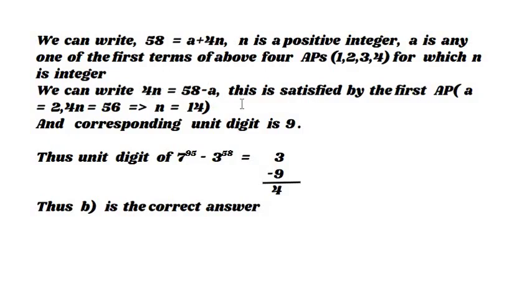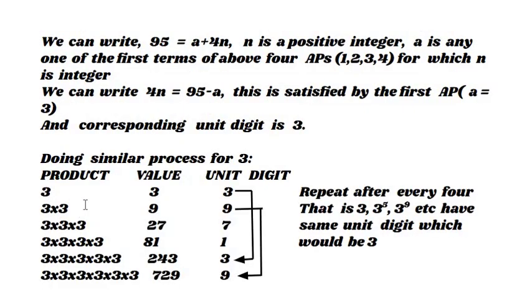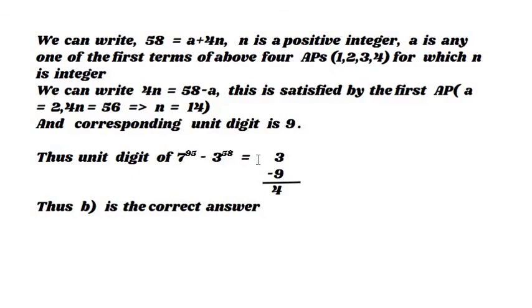So if you choose a equal to 2 here, 58 minus a will be 56, which is clearly a multiple of 4, which means n equals 14. So the possible value of a is 2, and the corresponding unit digit, you can see, on the second line corresponds to a equal to 2, and the unit digit is 9. So the unit digit of 3 raised to the power 58 is 9.